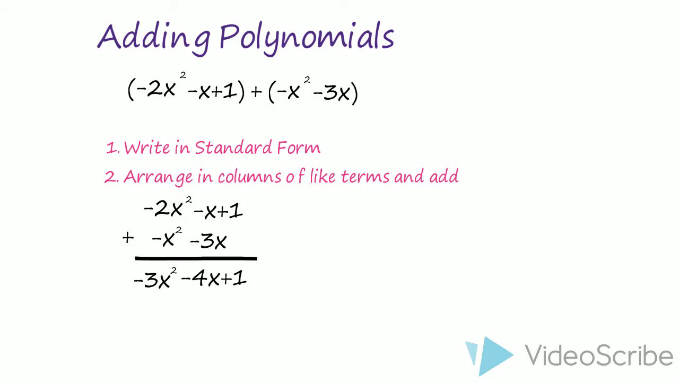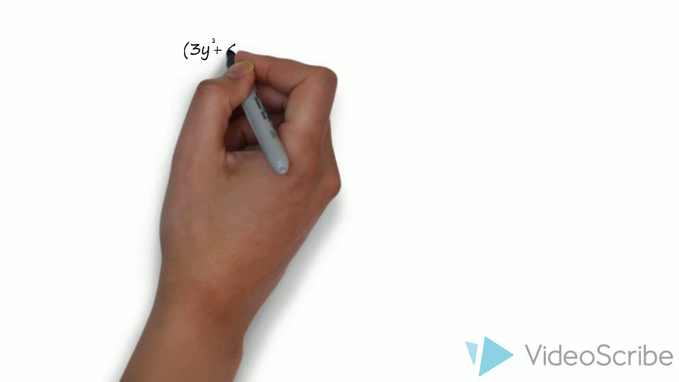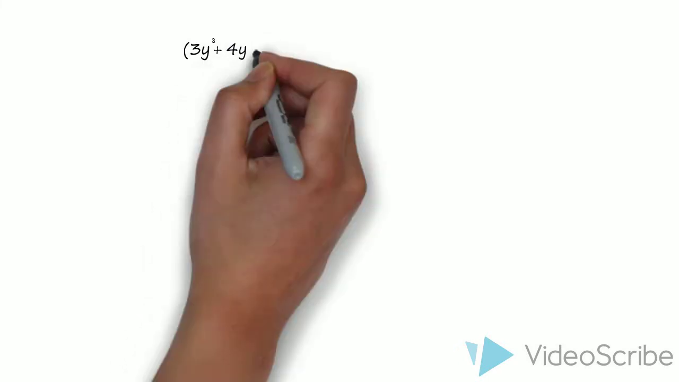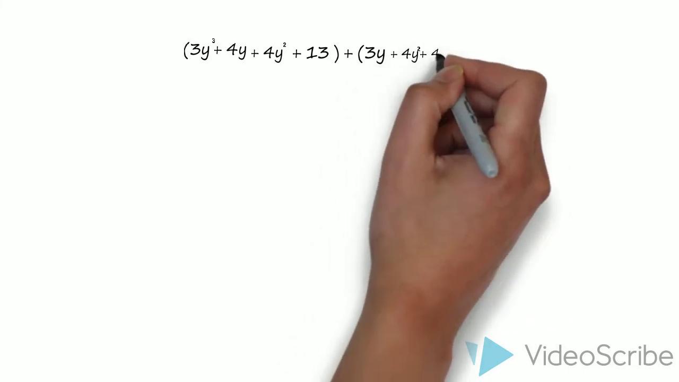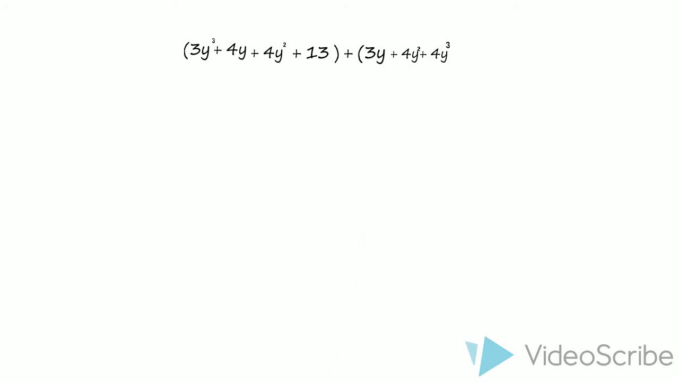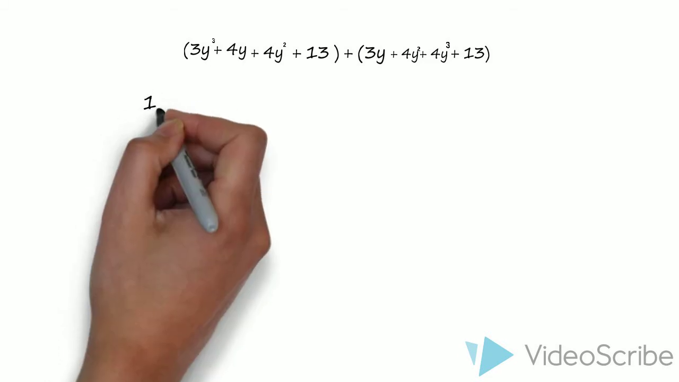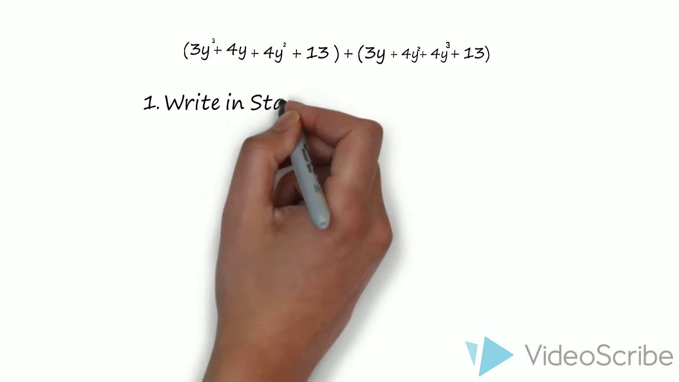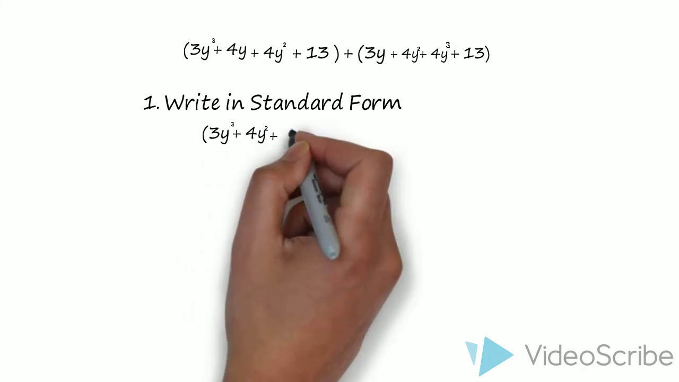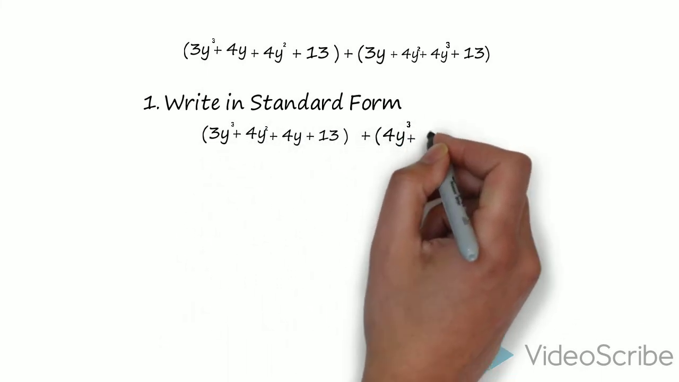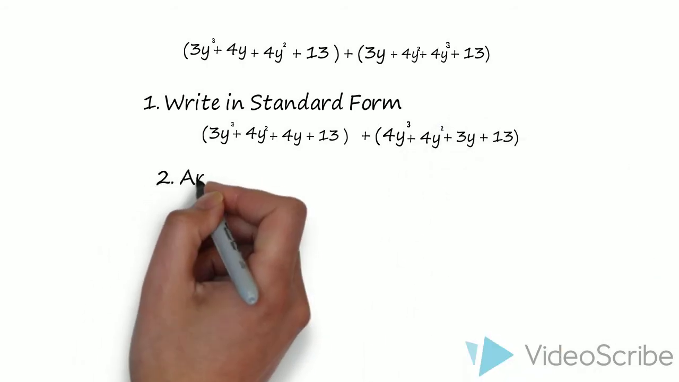Now we're going to take another example for adding polynomials to make sure you understand it. It's the quantity of 3y cubed plus 4y squared plus 13, plus the quantity of 13y plus 4y squared plus 4y cubed plus 13. Step 1, we have to write it in standard form. In this case, it isn't in standard form, so we have to rewrite it. So it becomes y cubed, y squared, y, and the constant. Same thing for the other polynomial.